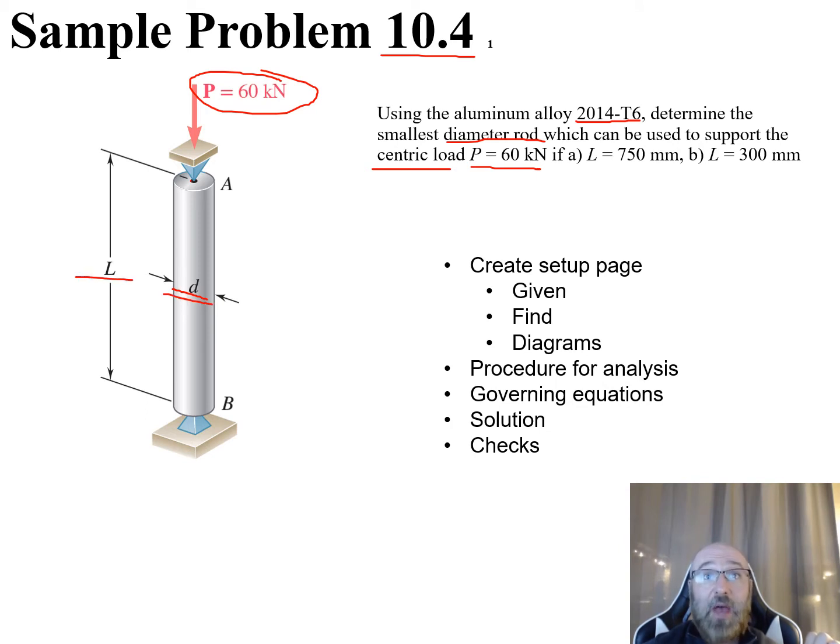It's for an L value here of 750 millimeters and an L value, a length here, of 300 millimeters. So pay attention to our units. This is in kilonewtons. This is in millimeters. These don't agree, so make sure we do the correct conversions.